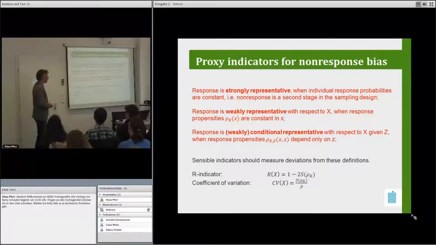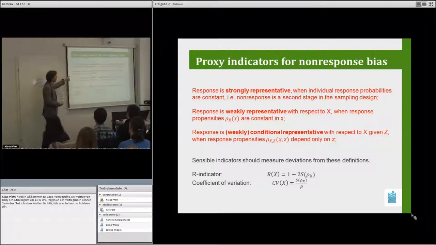So we started to think about it more in terms of observed information. When a response is representative relative to something, that auxiliary information becomes very important, because from one X to the other X, the conclusion might be very different. So I could say it's representative for gender, but not for age. So it's really dependent on age.